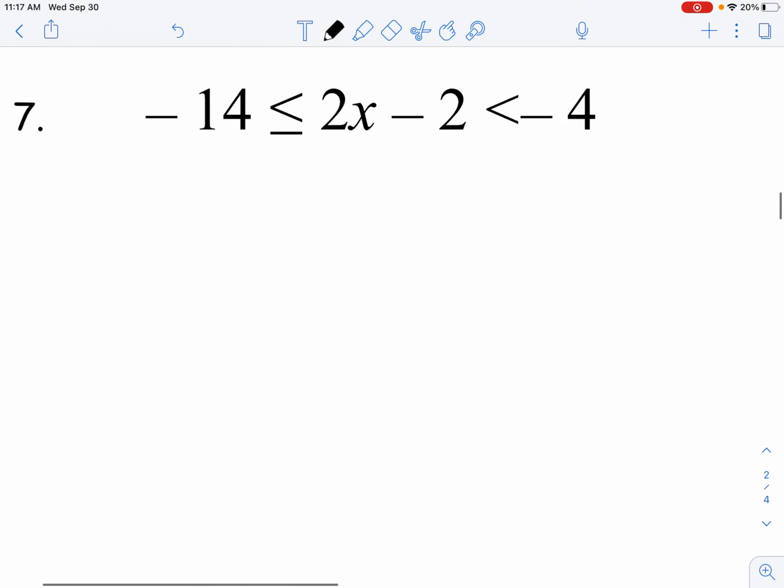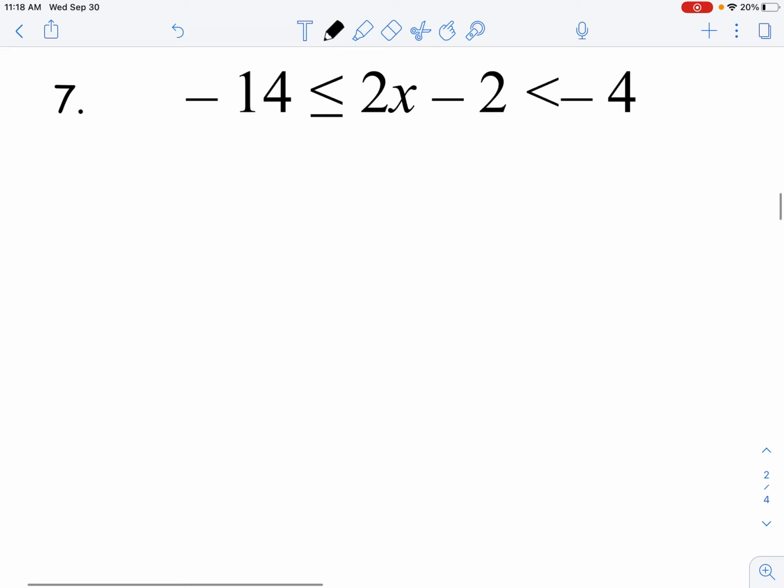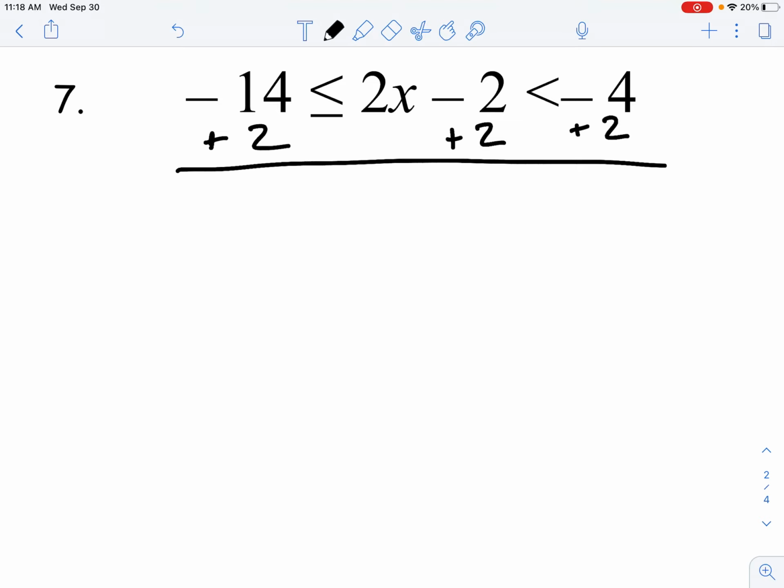Moving on. This one looks a little bit more tricky. We're going to have to do multiple steps here. So first, I'm going to add 2 to both sides. Or I guess I should say all 3 sides. Negative 14 plus 2 is negative 12. Cross those out. Keeping my symbols the same. This would be a negative 2.